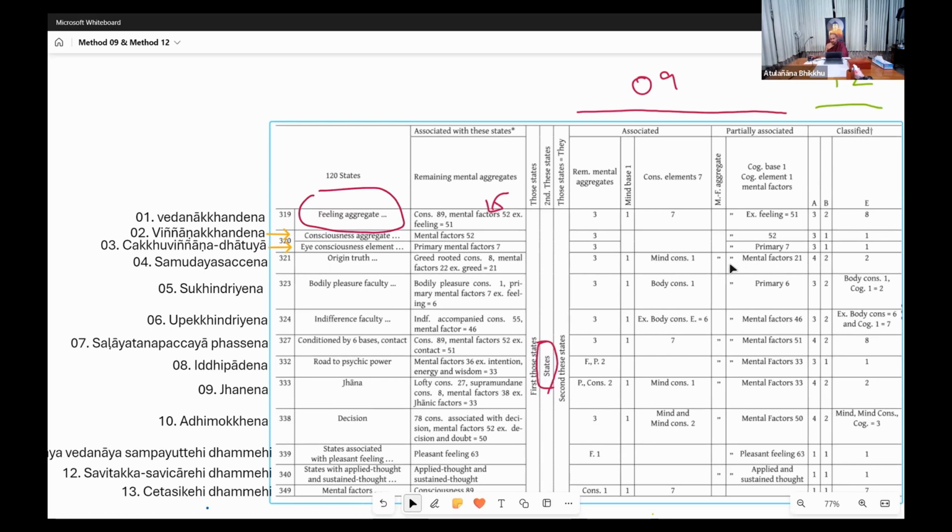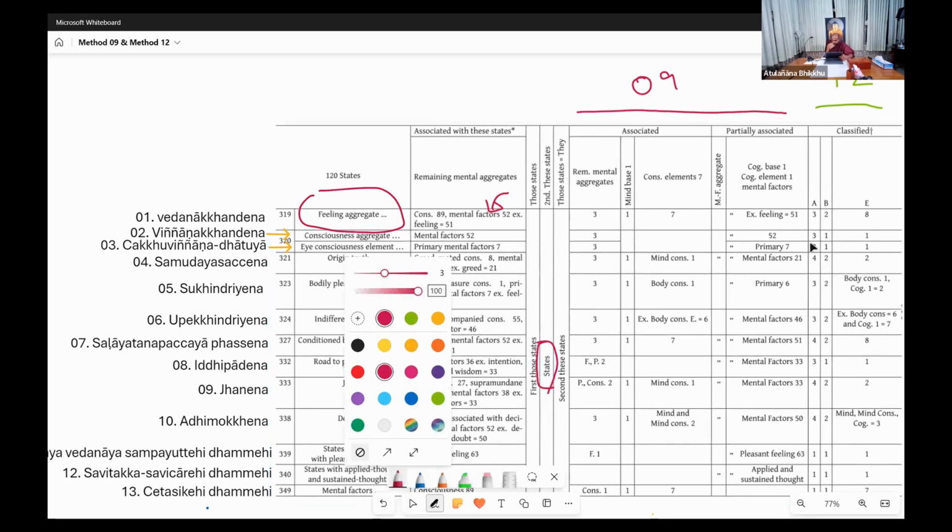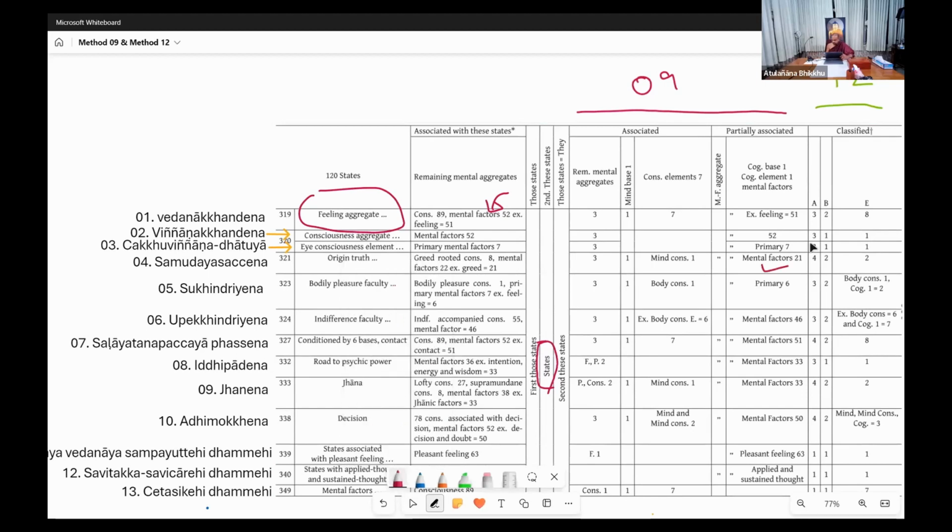And for the partial association, we have to note here it's applicable for three classifications: the Sankhara Khandha, Dhammayatana, and Dhamma Dhatu. For the Khandha and Ayatana, it is easy and straightforward, because those 21 mental factors are partially associated.